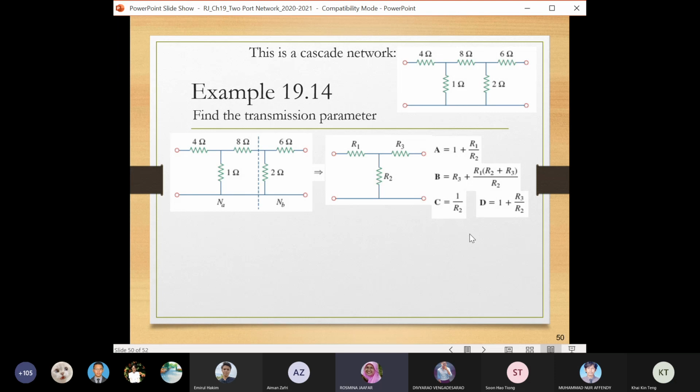So if you plug in the values, A of the first network is equal to 1 plus 4, which is 5. B of A is equal to 8 plus 4 times 9. Thirty-six plus 8, you get 44. C of A, which is 1 over R2, 1 over 1, you get 1. D is 1 plus 8 over 1. 1 plus 8 becomes 9. So now you have the transmission parameters for the first network A: 5, 44, 1, and 9.